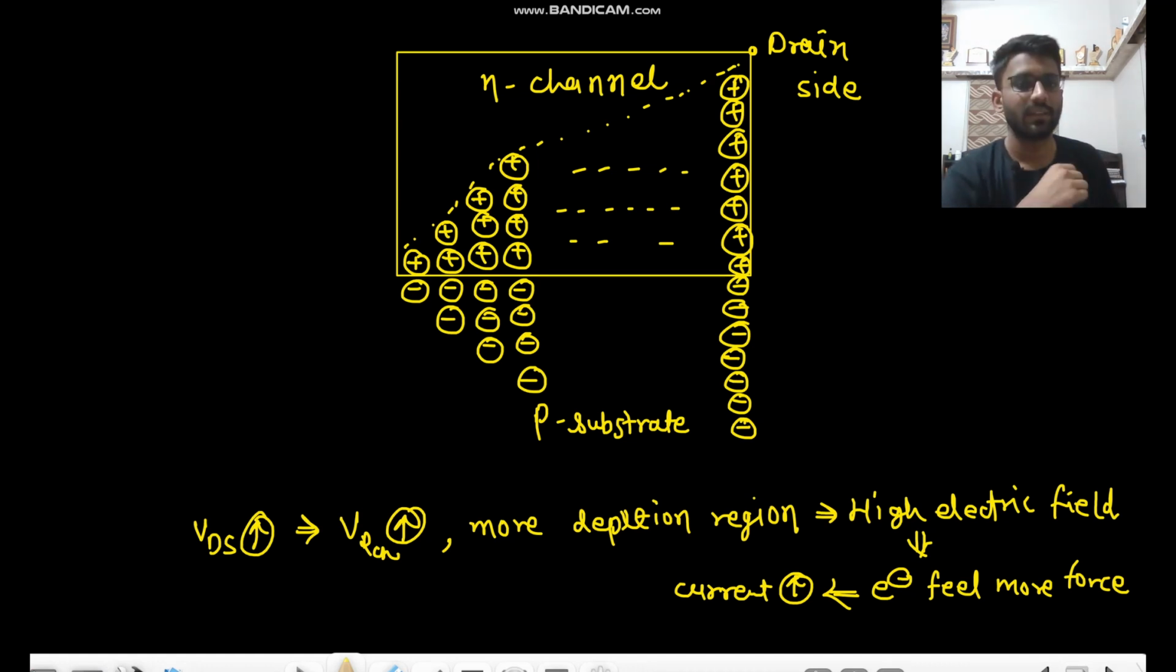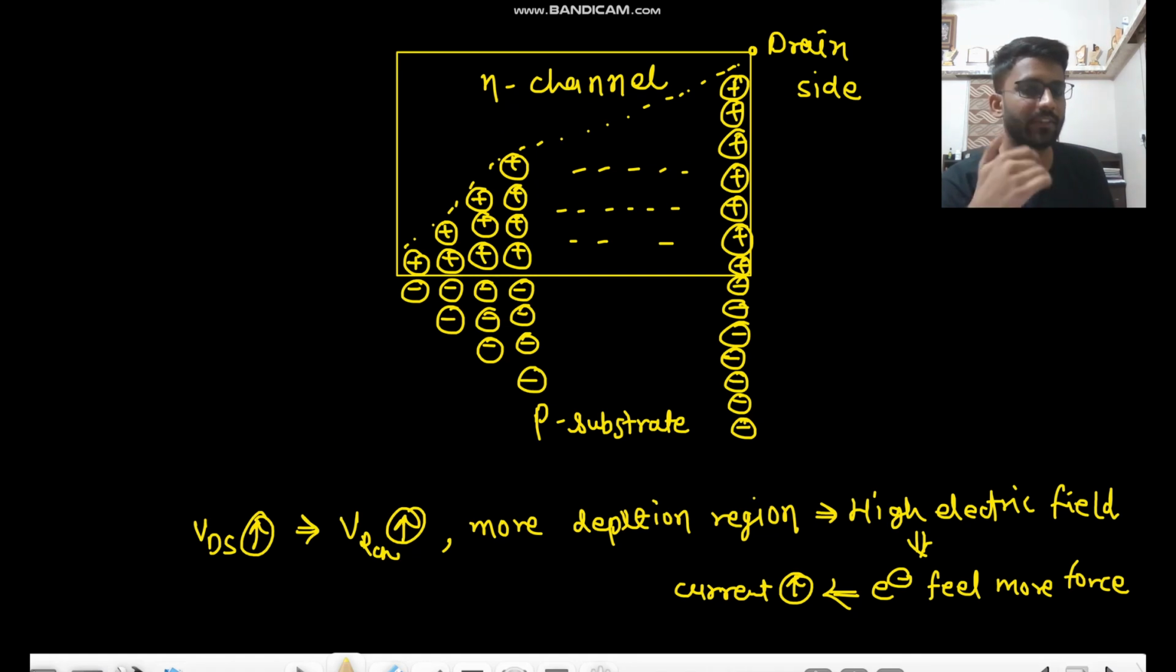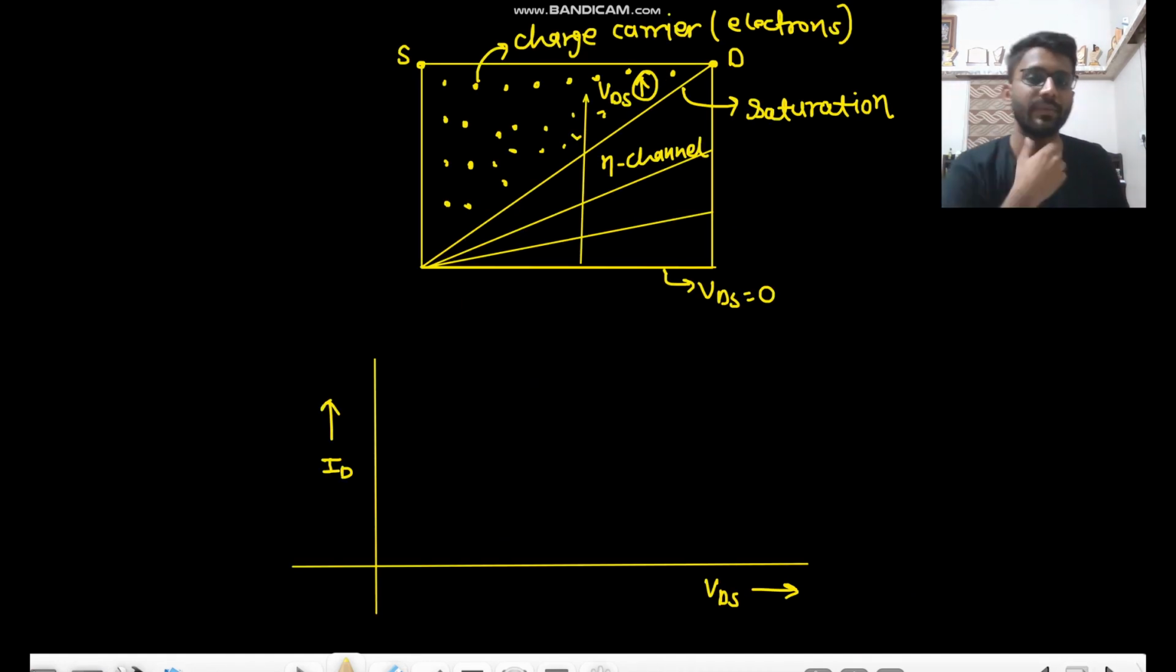But I also told one more thing. What more thing? I also told that there will be one VDS after which the current will not increase, the current will saturate. And that point is VDS saturation or saturation voltage. Okay, so now why is it happening? So first I was saying that if I am increasing VDS, the electric field will be more and the electrons will be swept away with more force and the current will increase.